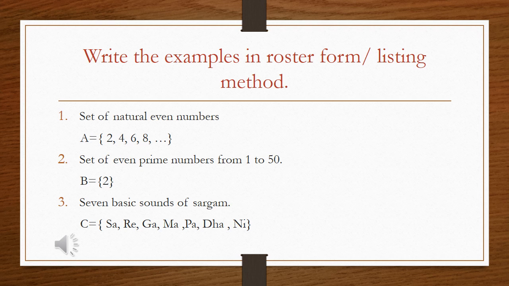Now take the third example, 7 basic sounds of Sargam. We know that the sounds are sa, re, ga, ma, pa, dha, ni and sa. So sa is coming twice, and in the listing method we take it exactly once. So here in the set C we can write sa, re, ga, ma, pa, dha and ni. That means it contains 7 sounds.